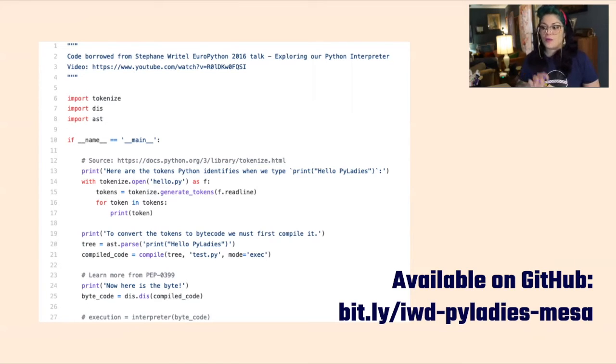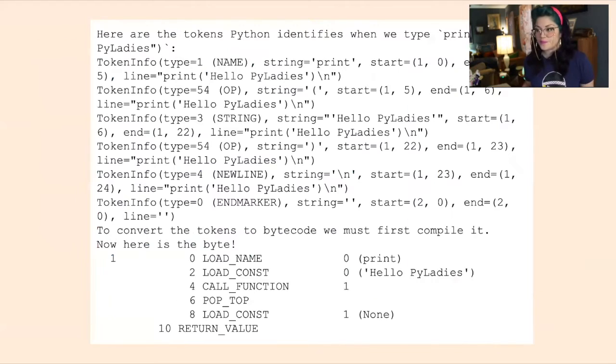And then we see on lines 24 and 25 how we take that compiled code and actually use the dis module to generate our bytecode. So that's actually going to give us some output like this. When we tokenize, we see that we get name, the string print. Another token we get is the actual command print with the hello PyLadies string. Then we actually see the string itself, hello PyLadies.